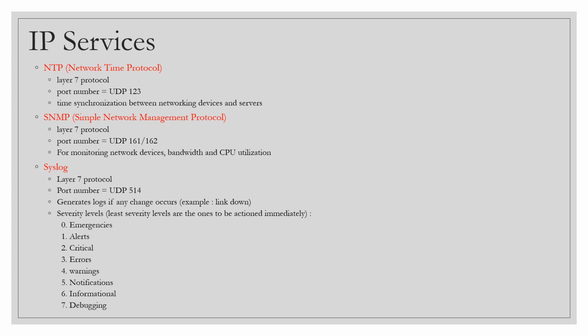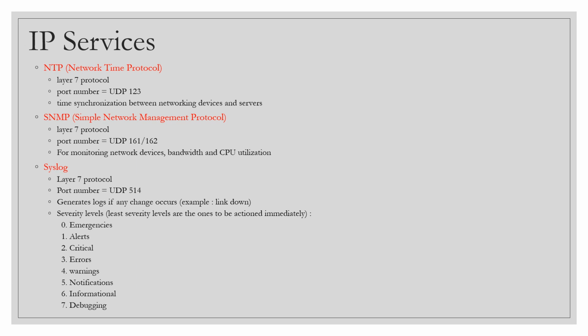SNMP, one of the popular ones, which is called Simple Network Management Protocol, is mainly used for monitoring the network devices and the bandwidth along with the CPU utilization. Both NTP and SNMP work on layer 7. The port number for NTP is 123 UDP, and the port number for SNMP is 161 or 162 UDP.